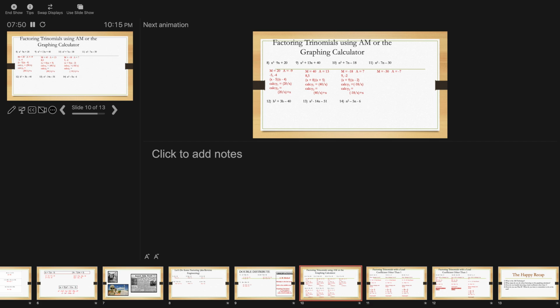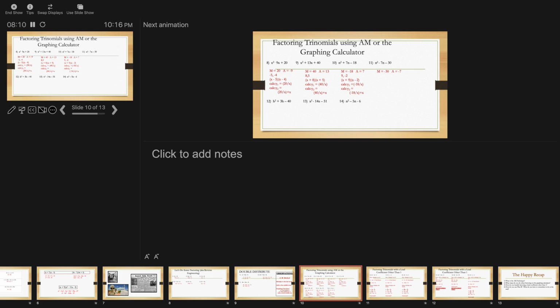And then you look in the last column for a 7, and then you look back at the two previous columns, in this case a 9 and a negative 2, and that will tell you what the factors had to be, x plus 9 and x minus 2.